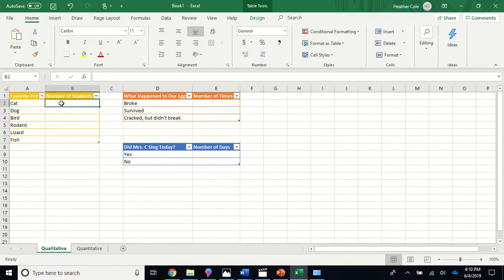So let's say that in a class of 20 students, the number of students who picked cat as their favorite animal was 5. And the number of students who picked dog, it was tied, was also 5. The number who picked bird was 3, and we're up to 13. And the number of students who picked rodent was 3. And then there were 3 who chose lizard and 1 who chose a fish. So now let me just make sure we have a total of 20 students, and each student had a favorite pet.